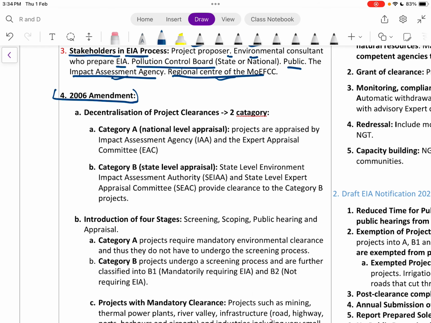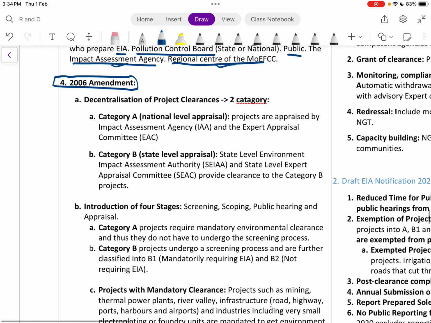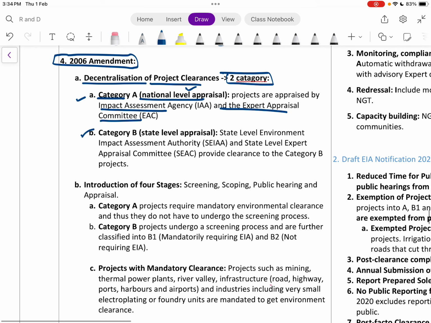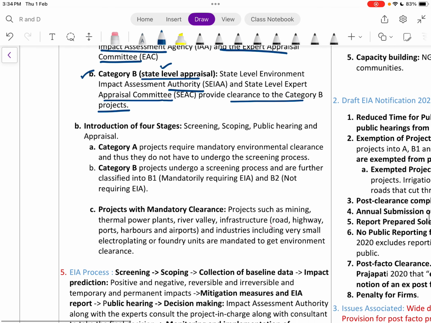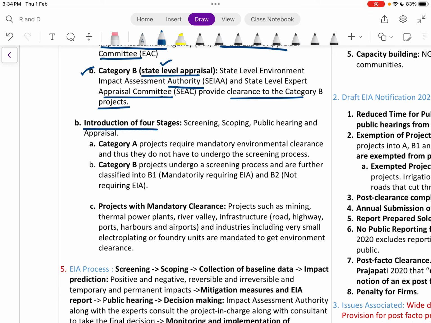What is the 2006 amendment? Decentralization of project clearance in two categories. One is category A, that is the national level appraisal. Projects are appraised by the Impact Assessment Agency and the Expert Appraisal Committee. Then we have category B, that is the state level appraisal. The state level Environment Impact Assessment Authority and the state level Expert Appraisal Committee will provide clearance to category B projects. Introduction of four stages: screening, scoping, public hearing and appraisal.